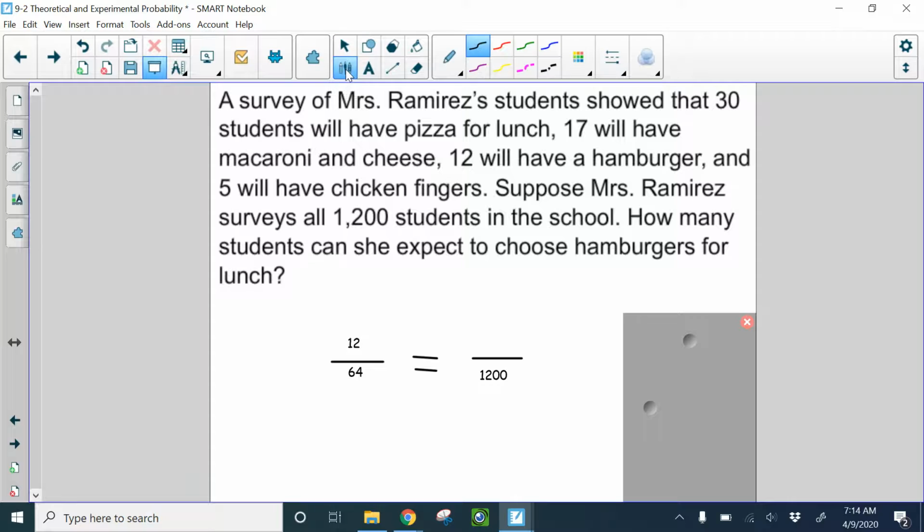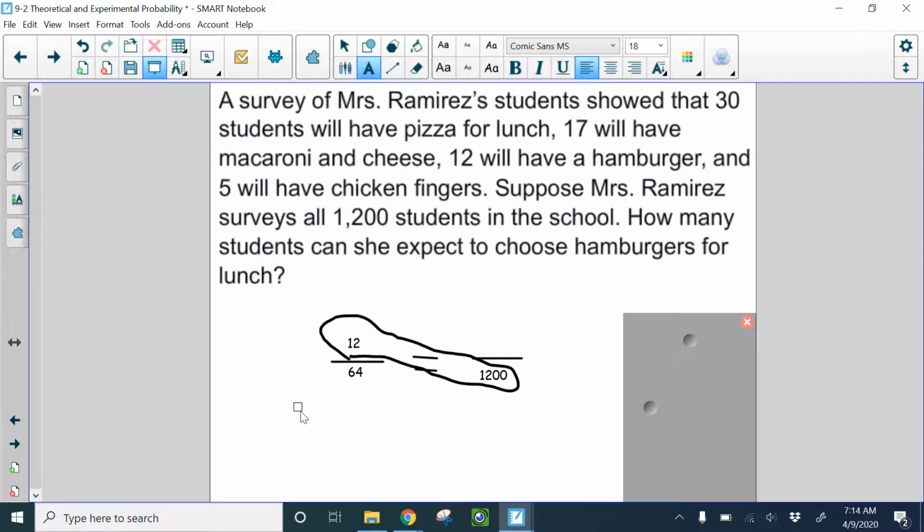So going back to how I would solve my proportion, I can multiply across my diagonal and then divide by my last number. So I could do 12 times 1,200, and then I could divide all of that by 64. When I do that, I would get 225. So she could expect 225 students to choose hamburger for lunch.